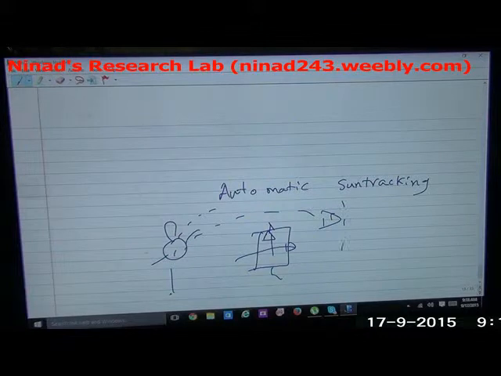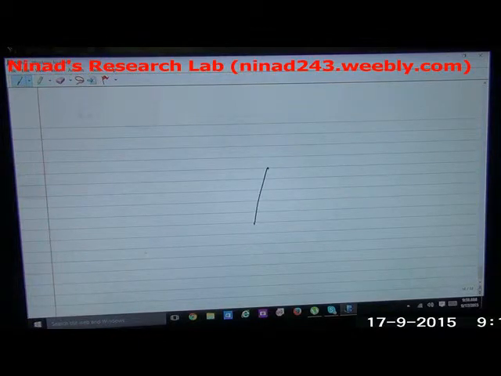The sun moves like this also, not just from this to this, but it also goes 6 months here and 6 months there. So to cover that, we build another secondary axis, which will rotate the panel in the other direction. Now, a sun tracking system with a fixed panel.